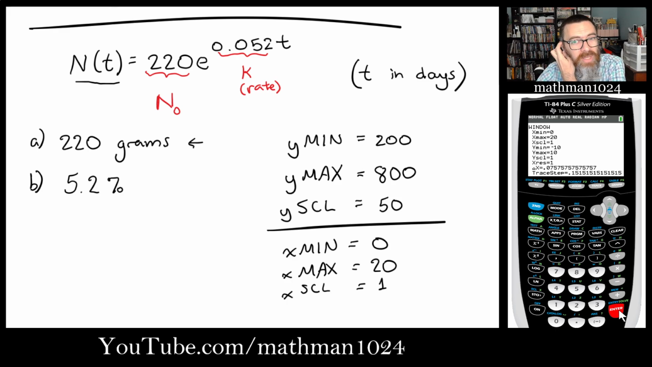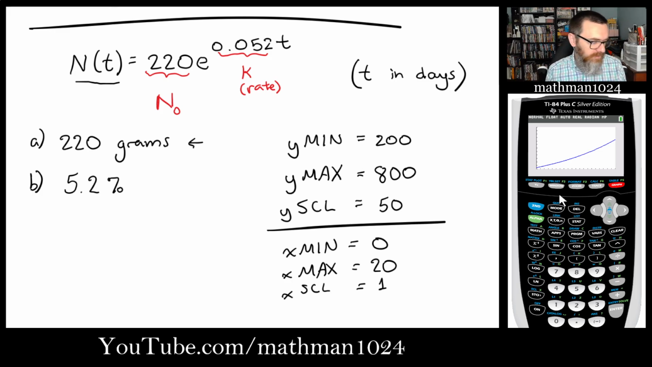The y min, let's go from 200. Let's go up to 800 with a scale of 50. Let's see what the graph looks like. Yeah, so we started at 220. And it may be kind of hard to see that it is exponential. It almost looks like it's a straight line, but you can tell there's a bit of a curve as it's going up there. Okay.